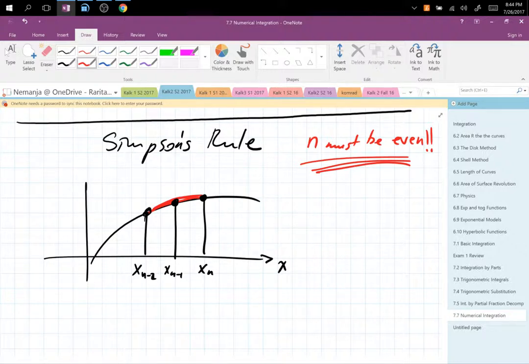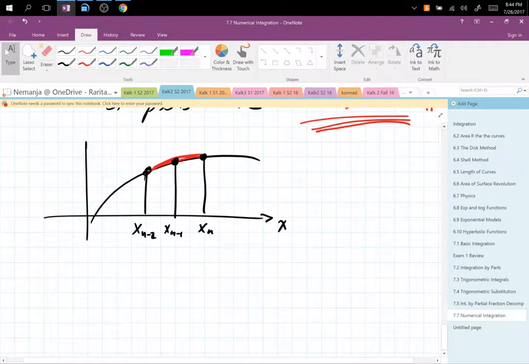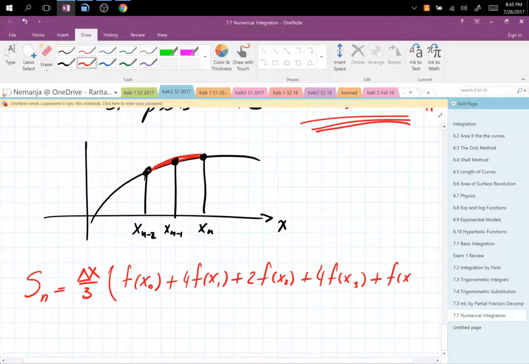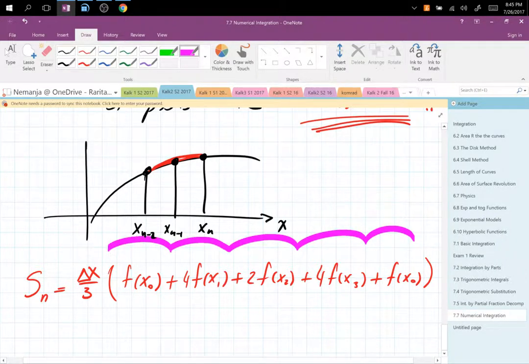So what's the formula for Simpson's rule? The formula for Simpson's rule, S_n, is delta x over 3 times f of x0 plus 4 f of x1 plus 2 f of x2 plus 4 f of x3 plus f of x4. So this formula is geared also towards our problem.